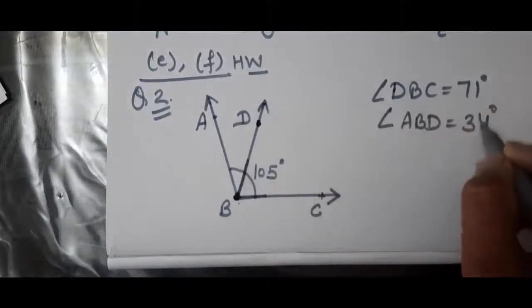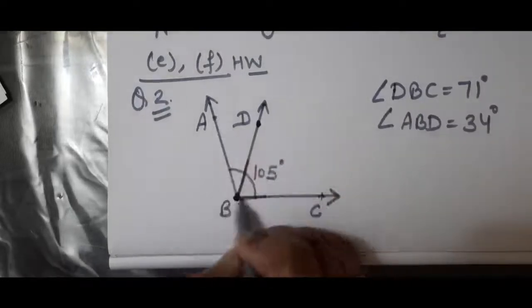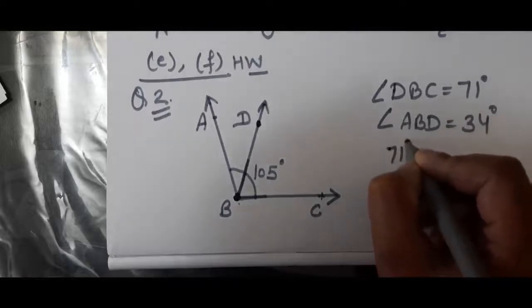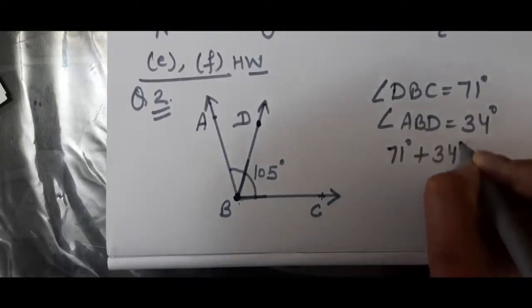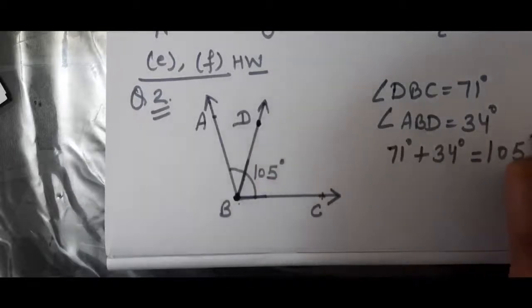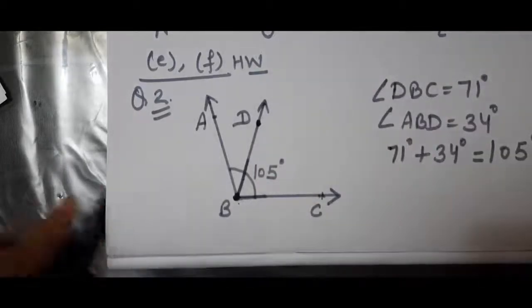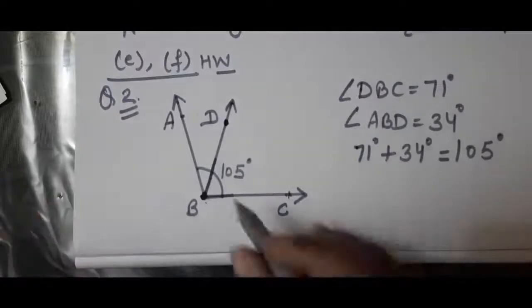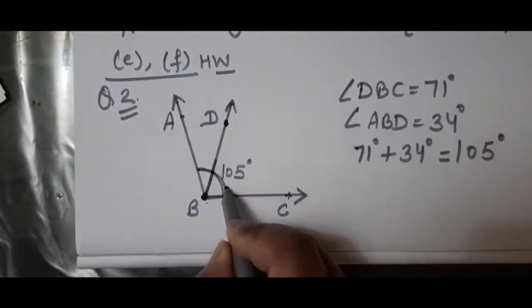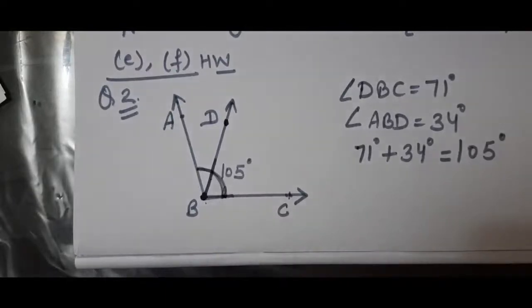Now add up these two angles, whether they are coming. 71 degrees plus 34 degrees is equal to 105 degrees. That means the sum of these two measures is equal to 105 degrees. That we needed to verify.